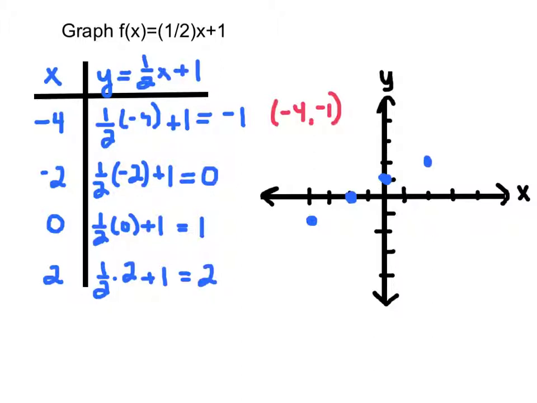I have enough points now on this graph where I'm going to go ahead and connect them. Knowing that this is a linear equation, it's going to create a nice straight line for me. And when I connect these points, I'm going to go ahead and have that line right there. Every single point that sits on that line will satisfy the equation y is equal to 1/2 x plus 1.